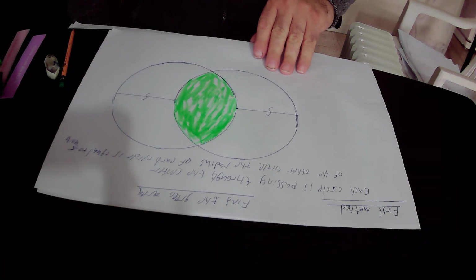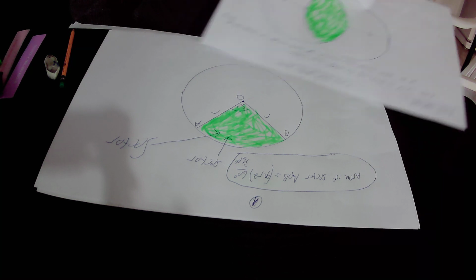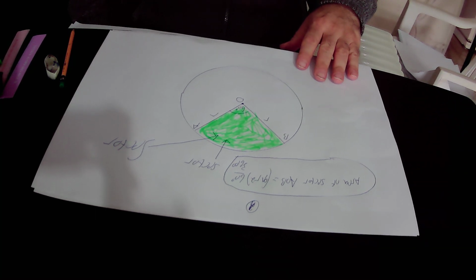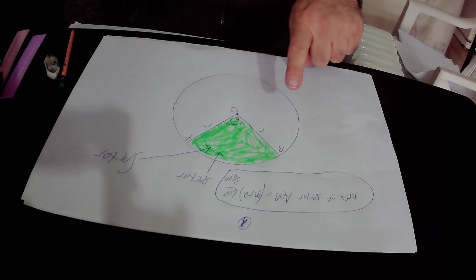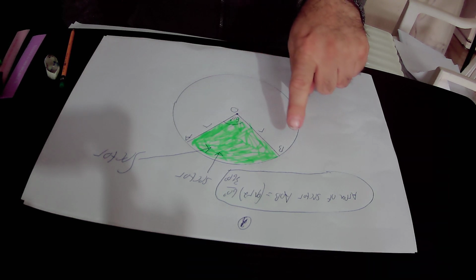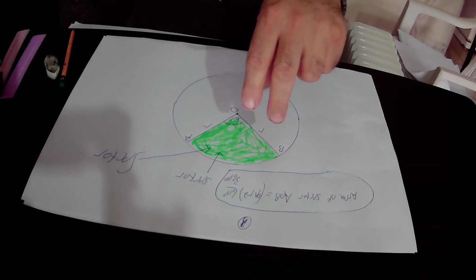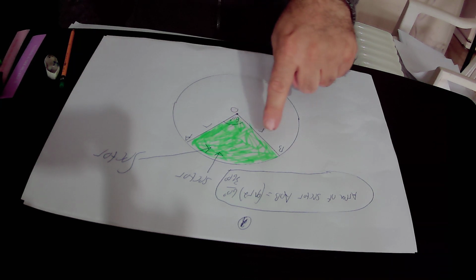I will explain what is a segment, what is a sector. A sector is the area that is bound by two radiuses and the arc that is included between those two radiuses. So the area of sector, this sector, sector AOB, is the green area.